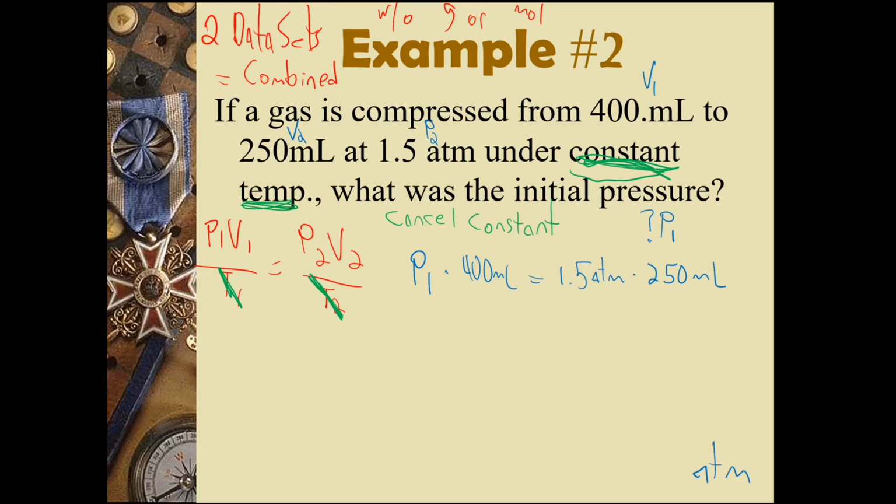It's pretty handy. So what I'm going to do then is I'm just going to take both sides and I'm going to divide out the 400. That is where my variable is, because I want my variable to be alone. So the 400 will cancel, and I'm left with my math over 1.5 times 250 divided by 400. And that gets me an answer.